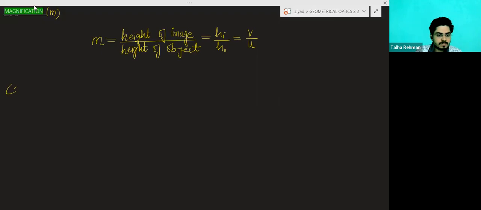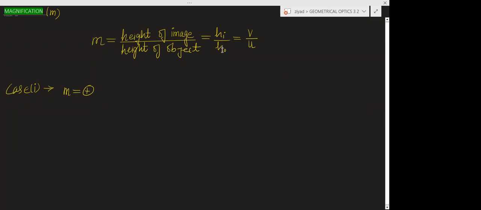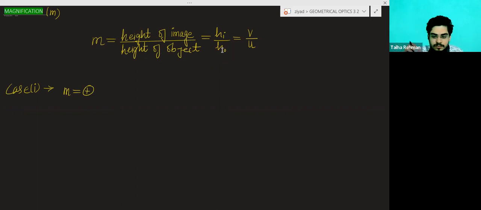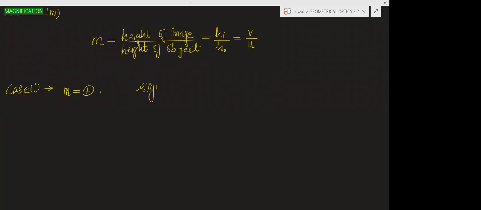Okay, so there are two cases. Case number one, when the magnification of the lens is positive. If the magnification of the lens is positive, now compare with height of the image by height of the object. Means either the sign of height of the image and height of the object should both be negative, or both will be positive. Means you can say sign of hi and ho are same.